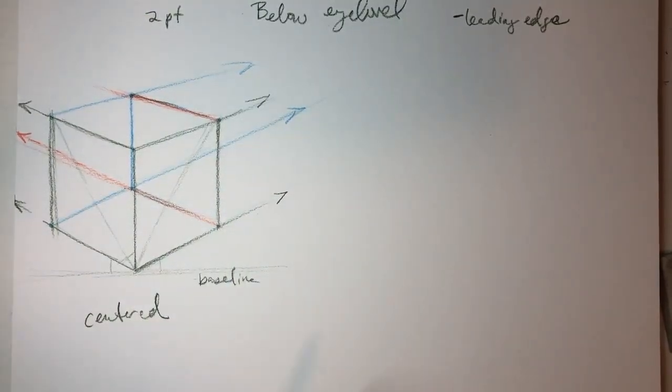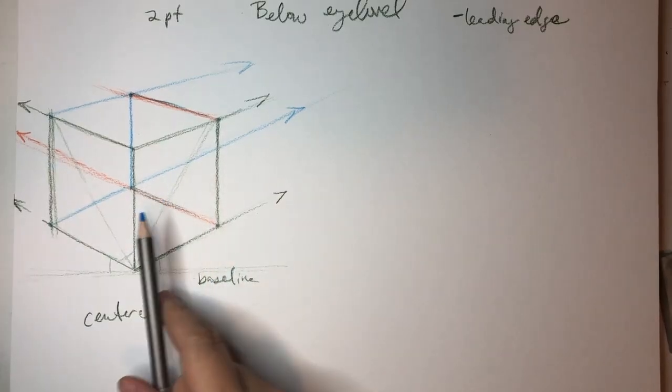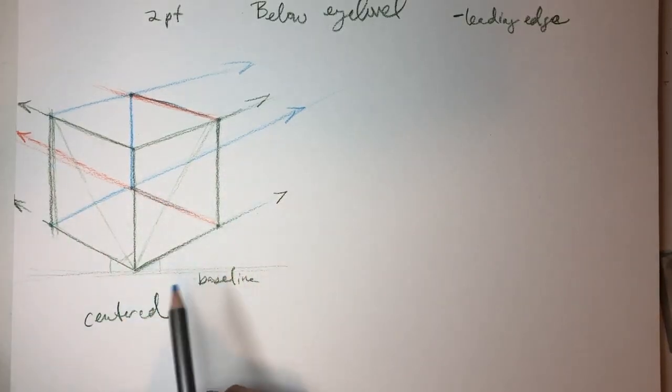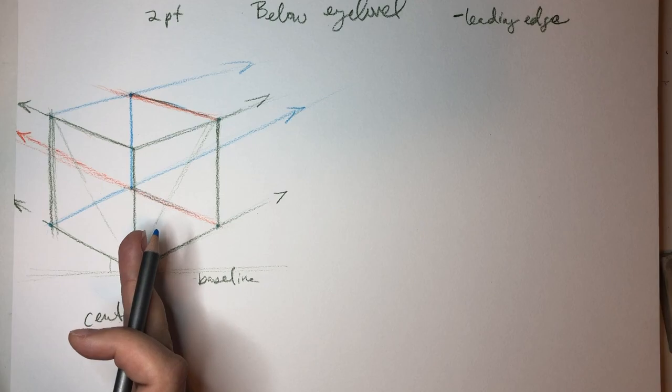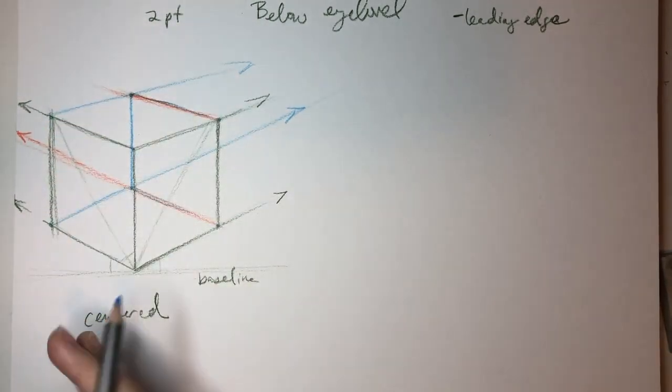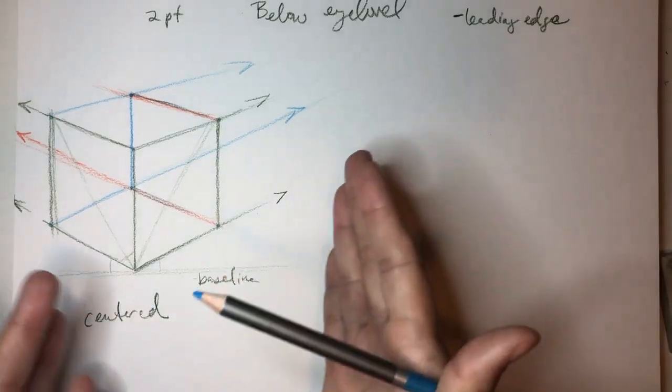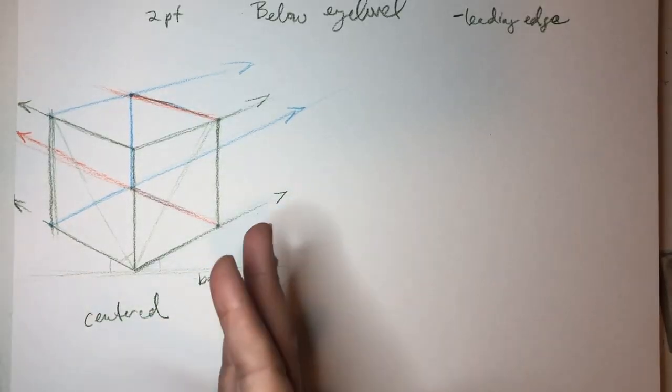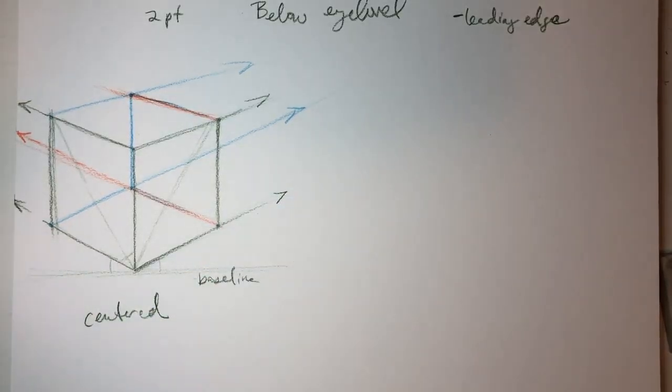Okay, so if you have a perfectly centered 2-point cube, then the front line, the leading edge, and the back edge of your cube should line up in a straight line. This is close, not quite perfect, but see if you can get pretty close to that. The last thing I would do is to add line weight.